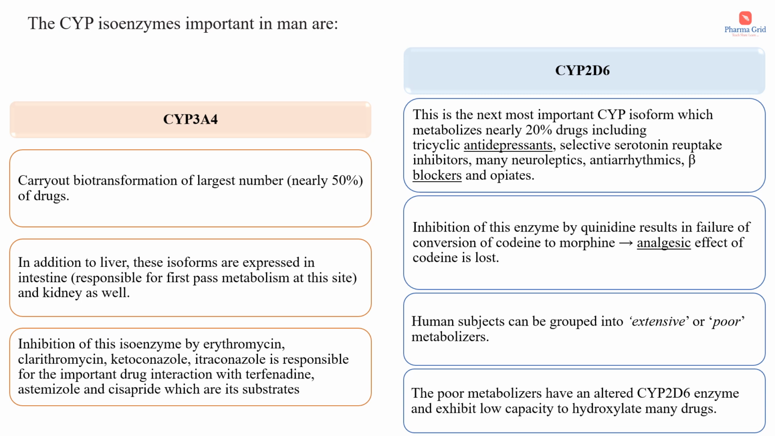Next is CYP2D6. This is the next most important cytochrome P450 isoform which metabolizes nearly 20% of drugs including tricyclic antidepressants, selective serotonin reuptake inhibitors, many neuroleptics, antiarrhythmics, beta blockers and opiates. Inhibition of this enzyme by quinidine results in failure of conversion of codeine to morphine. As a result, the analgesic effect of codeine will be lost. Human subjects can be grouped into extensive or poor metabolizers. The poor metabolizers have an altered CYP2D6 enzyme and exhibit low capacity to hydroxylate many drugs.